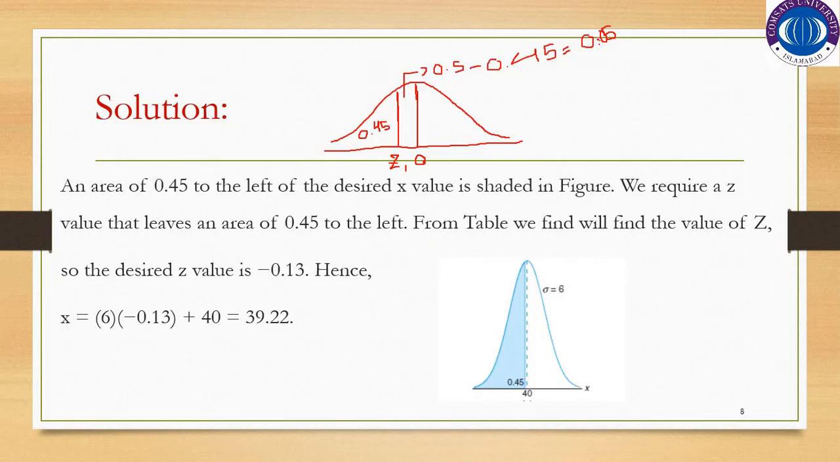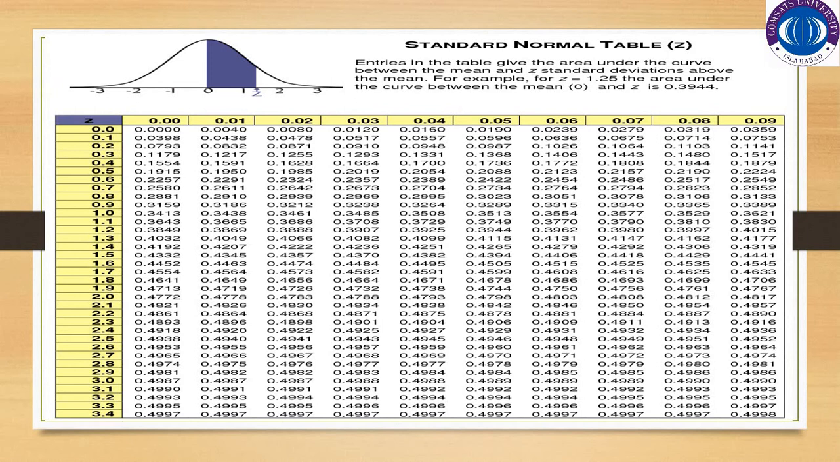As we have the area 0.05, sometimes we cannot find the exact value, so we will use the approximate value. This value is 0.0478 and this is 0.0517. So this one is closer to 0.05 as compared to 0.0478. So this is the area or probability which we have located in the body of the table. So we will find out the corresponding value of the random variable Z.